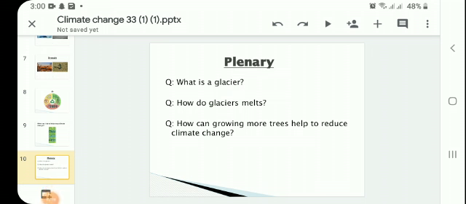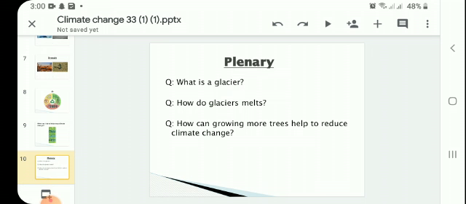Students, it's time to ask plenary questions. I hope that you are ready to answer the questions. Question number 1 is, what is a glacier? Yes. The answer is, a river of frozen water is called a glacier. Good.